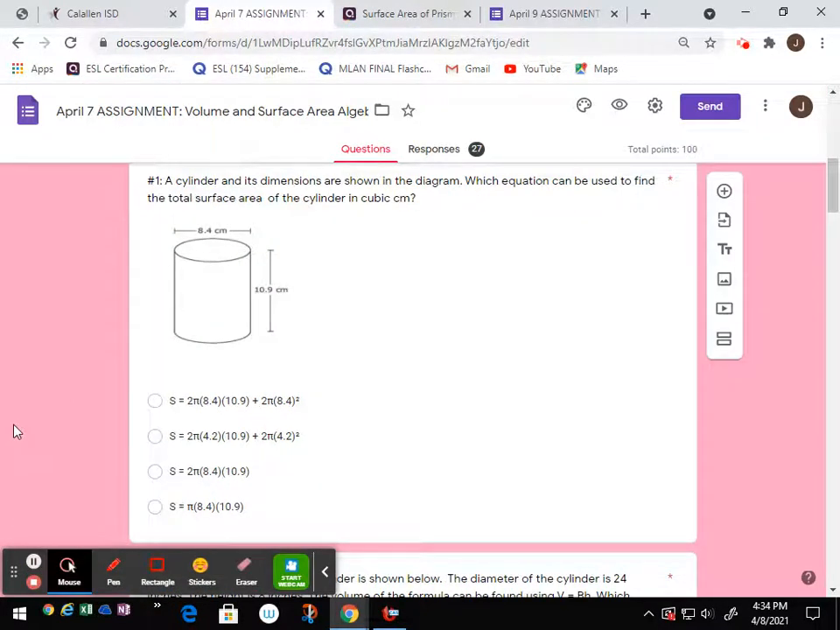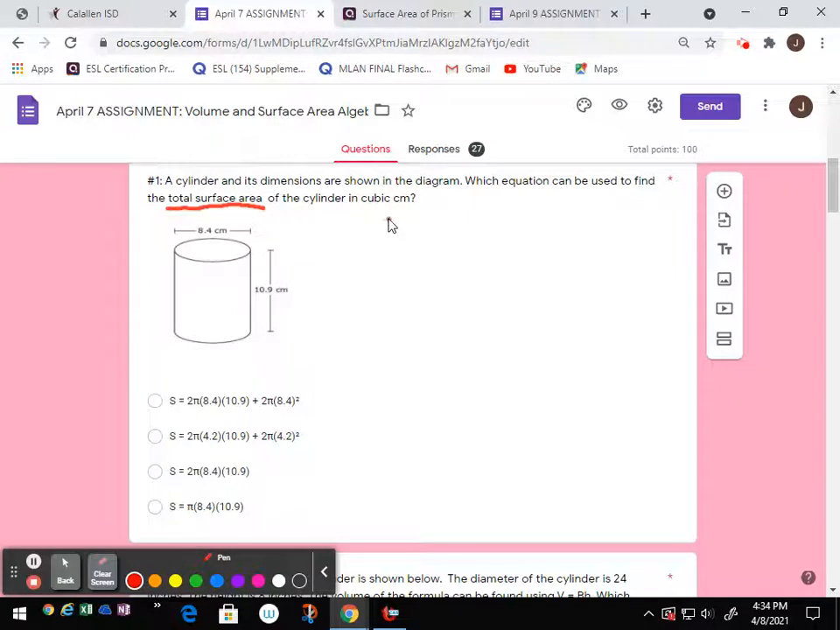Alright, so the order of how we solve any of these problems on this assignment is we just determine what it's asking for. For question number 1, it wants us to find the total surface area. Then we find our shape. We see that for this problem we have a cylinder. So we need to find the total surface area of the cylinder.